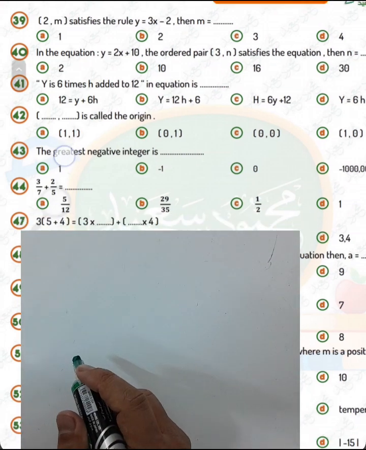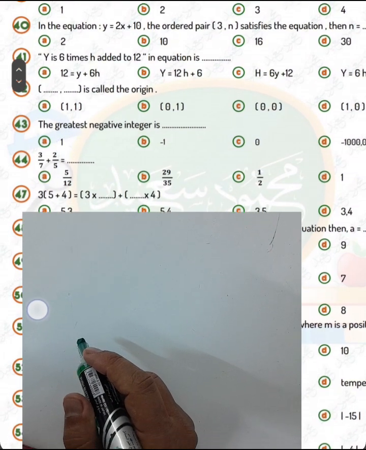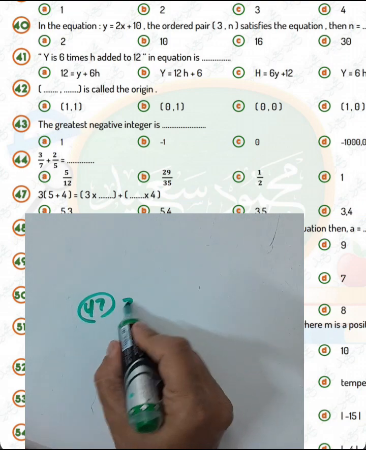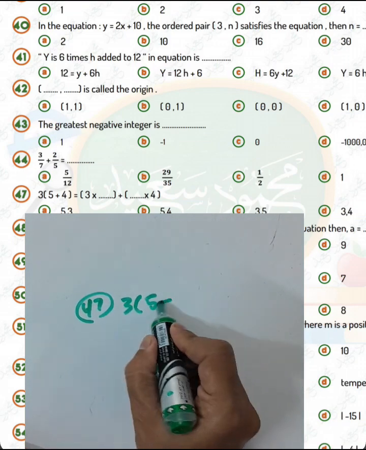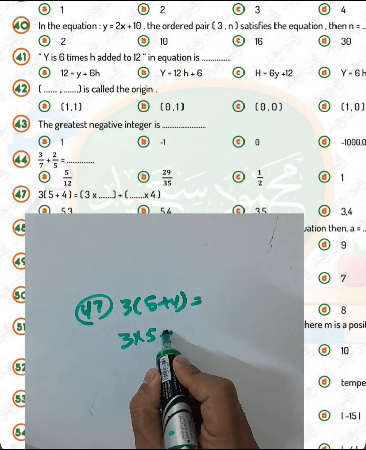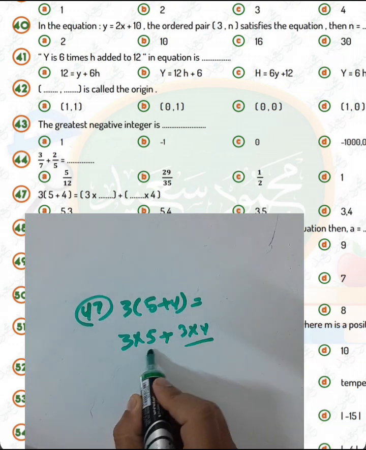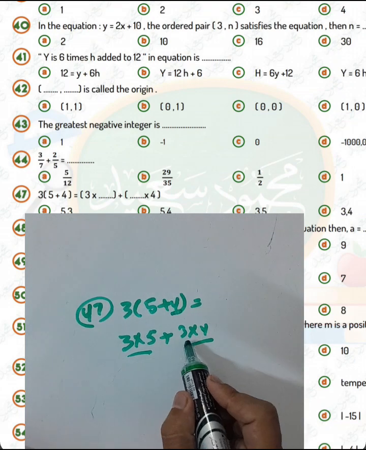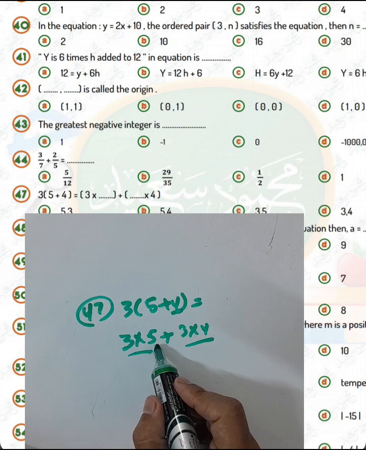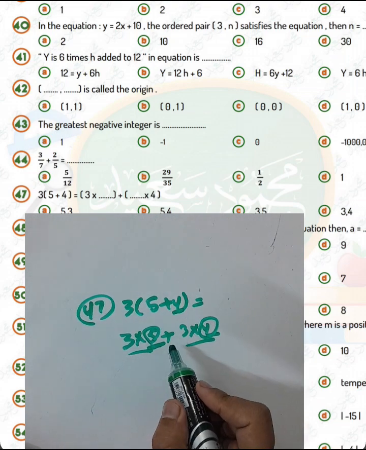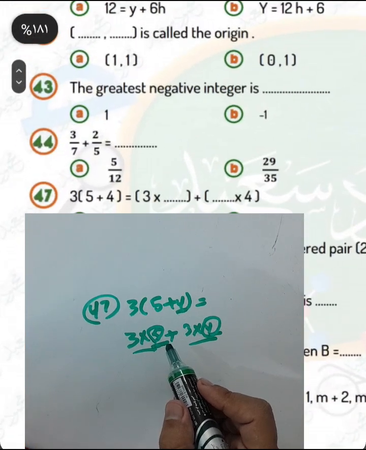Question 47. We have 3 times (5 plus 4) equals 3 times 5 plus 3 times 4. We use the distributive property here. Then we must write in the first space 5, and in the second, 4. Okay, write 5 and 4 in the spaces for question 47.